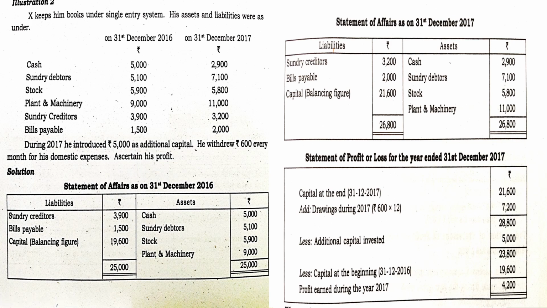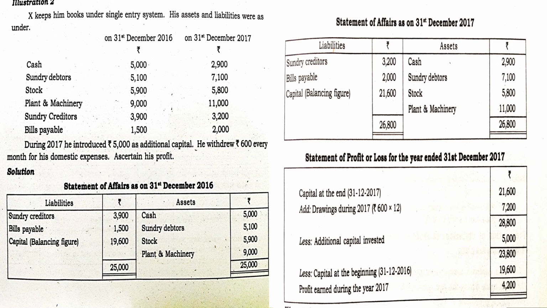So this is how you have to prepare a statement of affairs and a statement of profit and loss for a period or during a financial year. In order to find the profit and loss, you have to prepare a statement of affairs, especially for the opening as well as closing date. After that, you have to prepare a statement of profit and loss for the year ended that is specified in the question. So this is how you have to deal with a question.